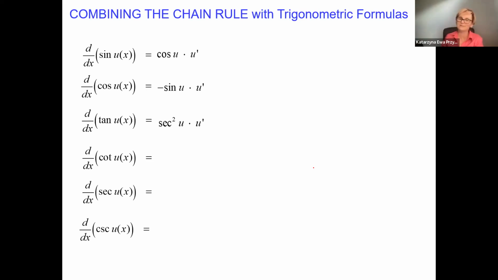Secant squared of u times u prime. Negative cosecant squared of u times u prime, times the derivative of the inner function, because we don't know what u is, it could be a new function. The derivative of secant is secant times tangent, secant of u, tangent of u times u prime, and negative cosecant cotangent u times u prime. Okay, you have to remember.